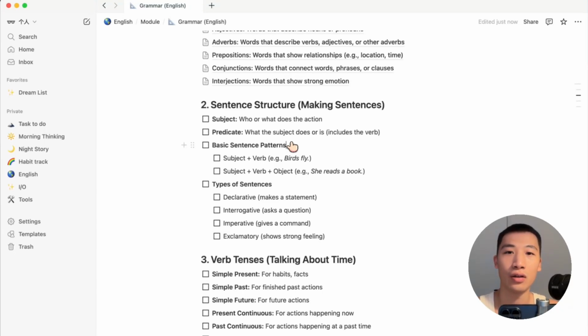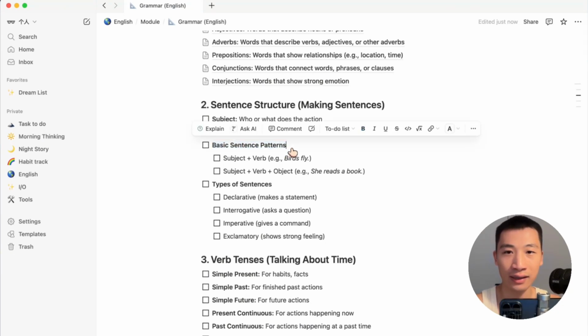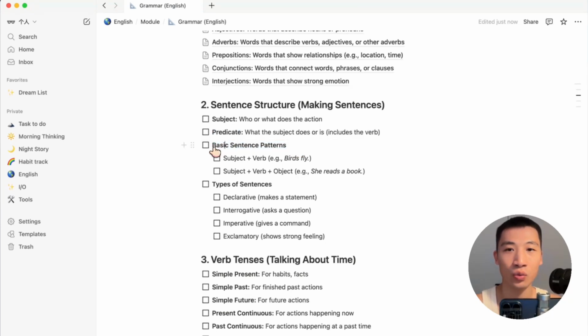So the predicate is sleeps on the chair. Sleeps is the verb, and sleeps on the chair is the predicate. So, what if you just explain what the Notion document says? And as you can see, I selected the line, and you can explain what the document is writing.